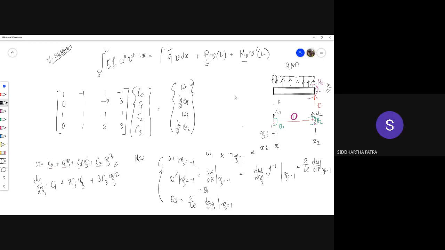So I don't need the representation in terms of C0 to C3. I need the representation in terms of W1 to theta 2. So I need to represent C0, C1, C2, C3 with W1, theta 1, W2 and theta 2. The substitution happens through satisfying these boundary conditions.